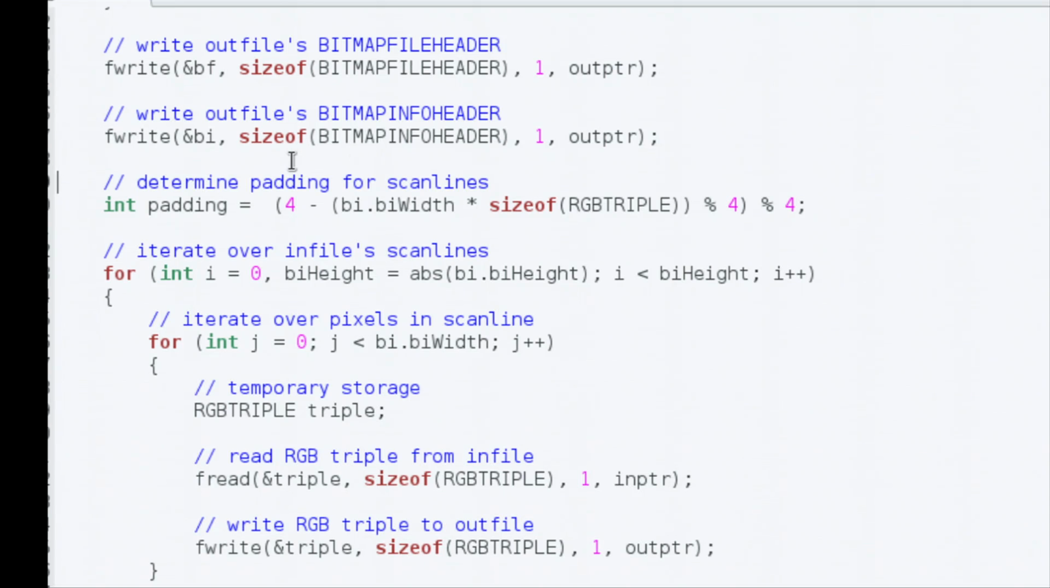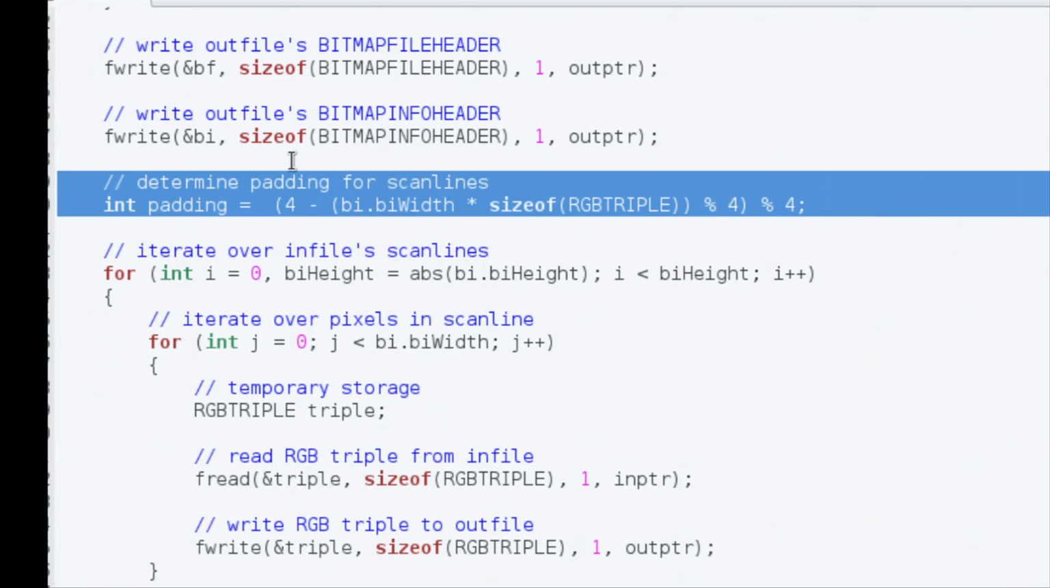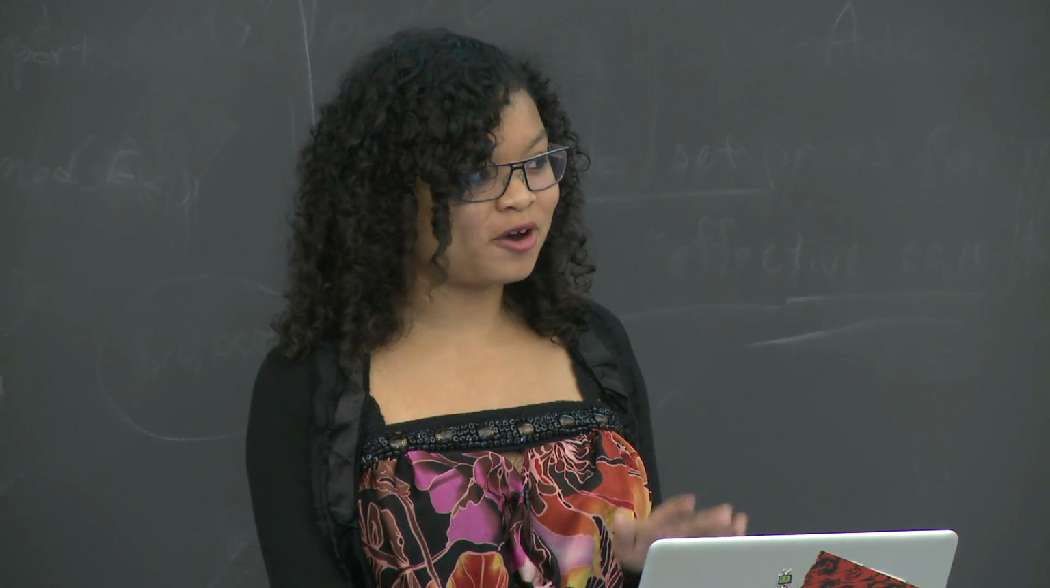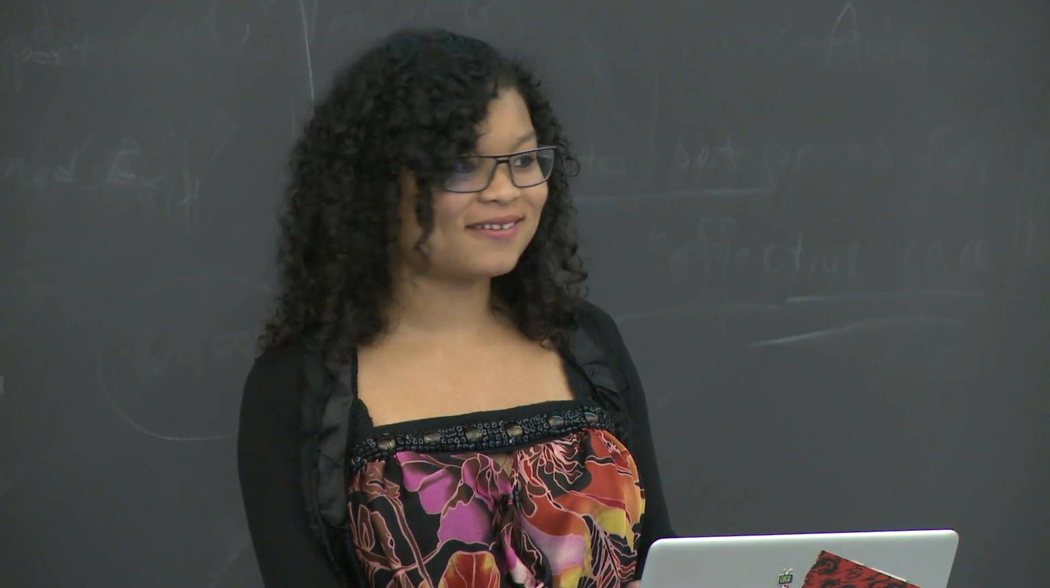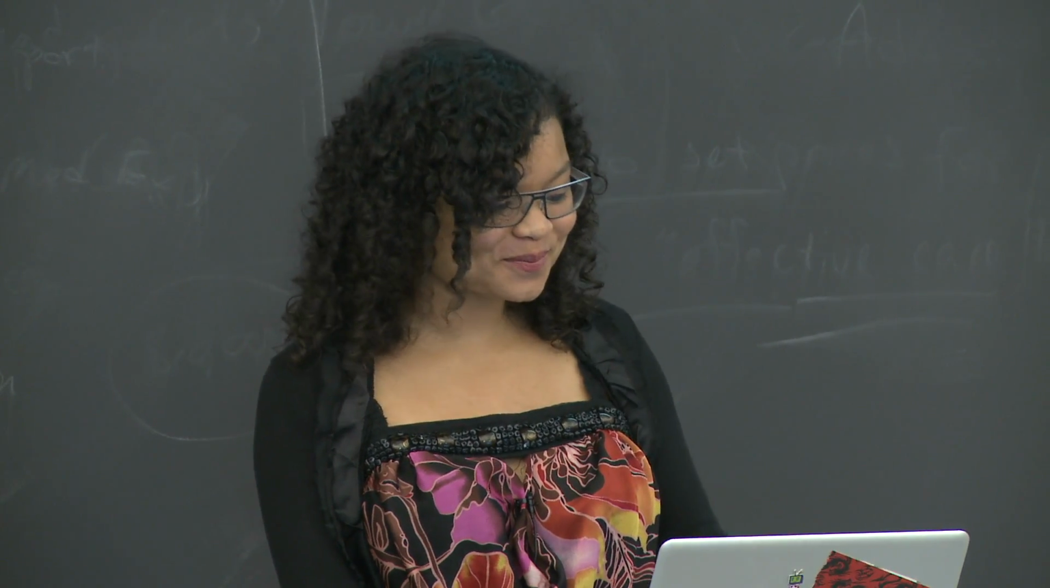And then here, remember we talked about padding, how it's important to make sure that the width is basically such that the amount of bytes in each row is a multiple of 4. And so this is a pretty useful formula to calculate how much padding you have given the width of your file. So I want you guys to remember that in copy.c we have a formula for calculating padding. Okay? So everyone remember that.